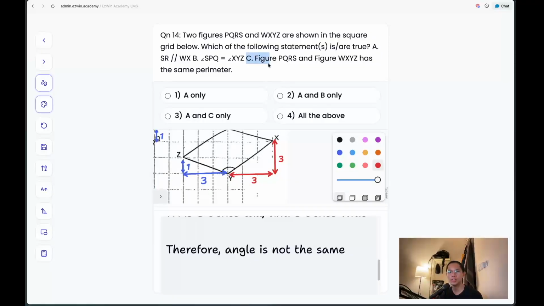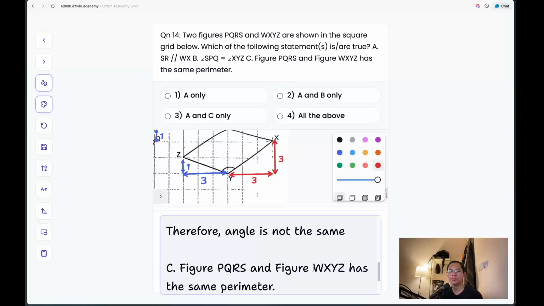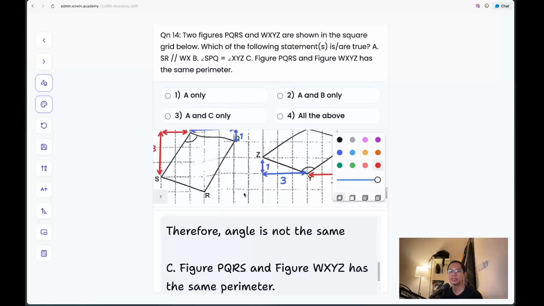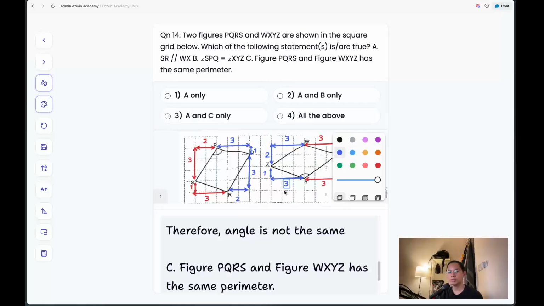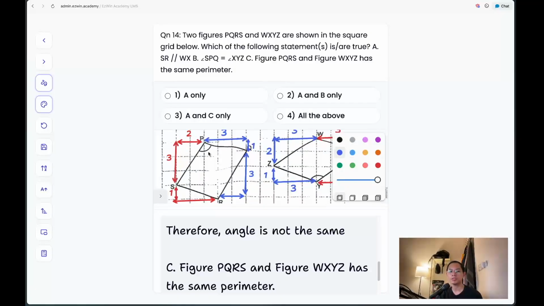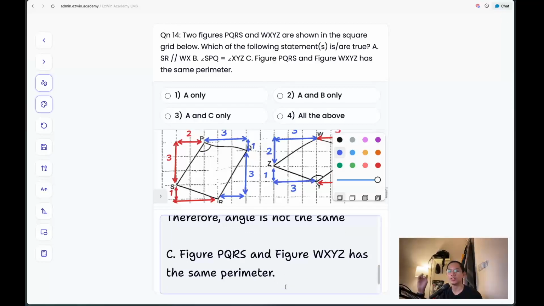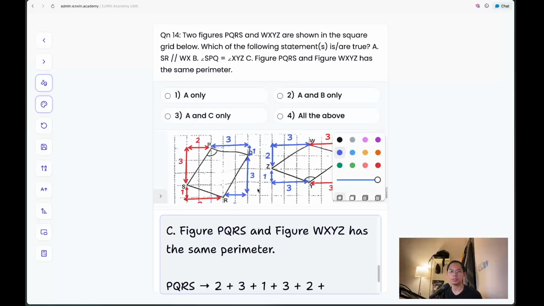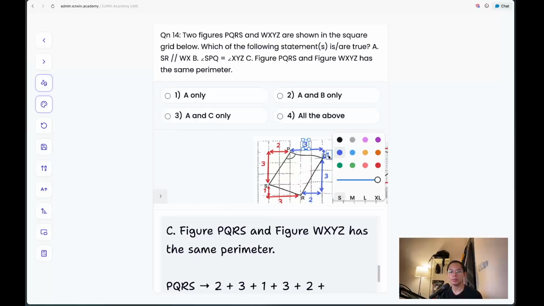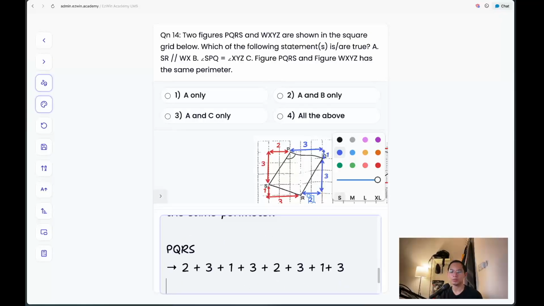Lastly, for C, figure PQRS and figure WXYZ have the same perimeter. So if we calculate everything with our arrows, we draw the different triangles formed in the outline. This is how we calculate the perimeter. So for PQRS, which is on the left, we have a total of 2 plus 3 plus 1 plus 3 plus 2 plus 3 plus 1 plus 3. So if we calculate everything, that gives us 18.